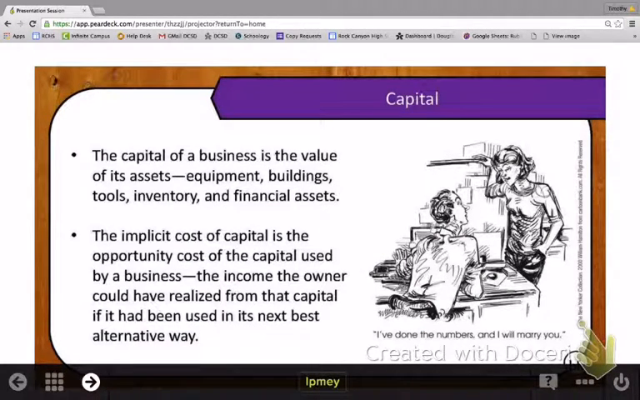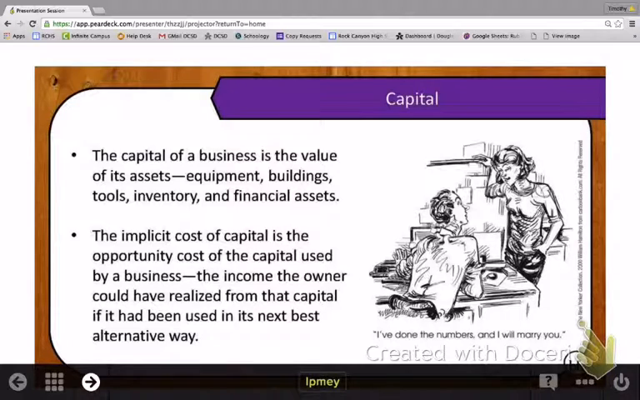Now, the capital of a business is the value of its assets. So any equipment that the business owns, any buildings it owns, any tools, inventory that it's produced, any financial assets that it has, all go into producing goods and services. Now, all of those things that the business owns, if they were not using those things in the business itself, they could use them to produce something different. Or they could rent them out to someone else. Or they could sell them and put the money in the bank and earn interest on that money. So there are different things that a business could do with its capital to potentially bring in more money.